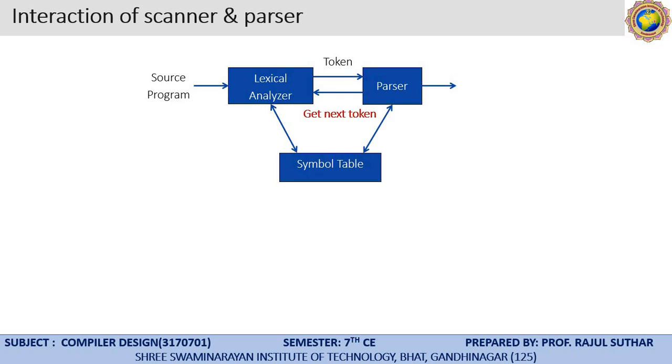What is the use of the symbol table? The symbol table only stores the information about the identifier. It is used to store the information of identifiers.